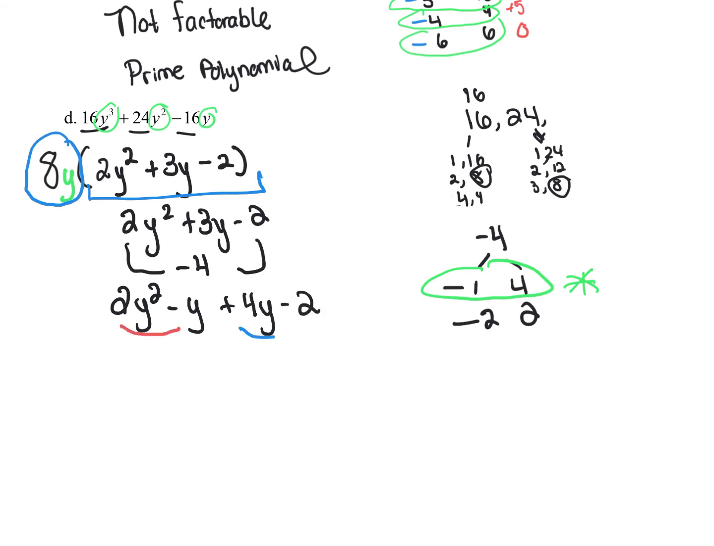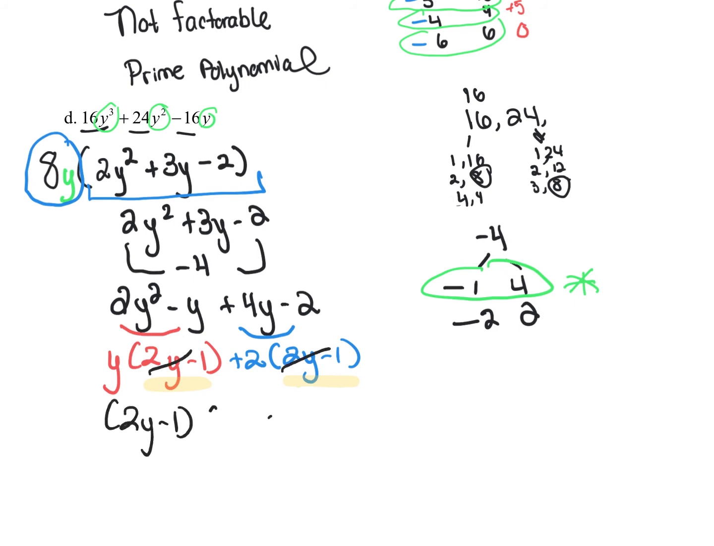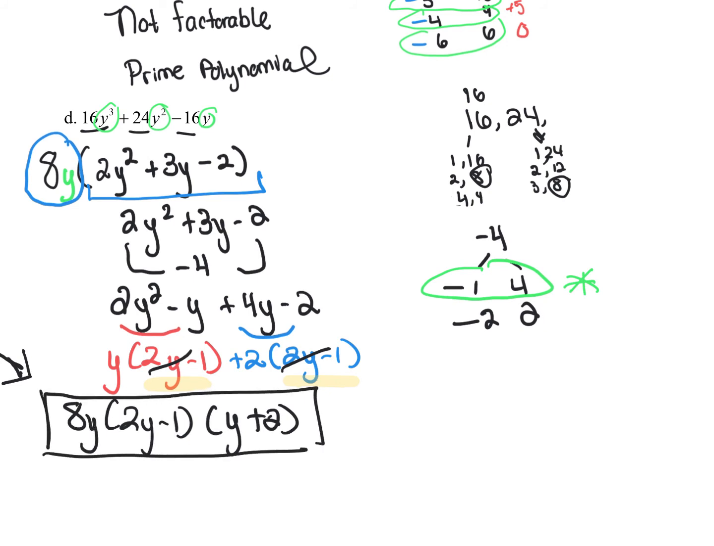Red group, blue group. Red group has a y in common, so you pull out a y and get 2y minus 1. Blue group has a plus 2 in common, so they're going to have 2y minus 1. Both groups have the same thing in the parentheses, the 2y minus 1. So we're going to write down parenthesis 2y minus 1 from both of them, and then y plus 2. And then I told you we won't forget about this. We have to put our 8y in the front. So here is our completely factored version.